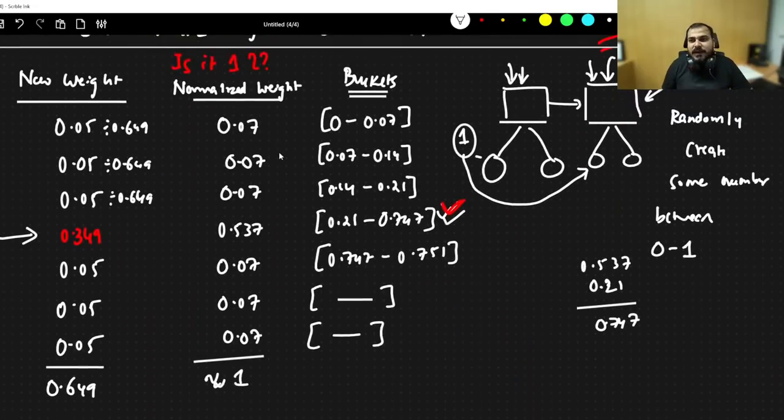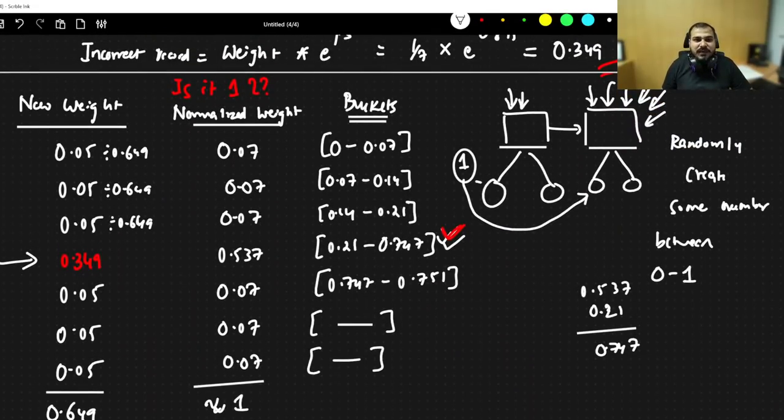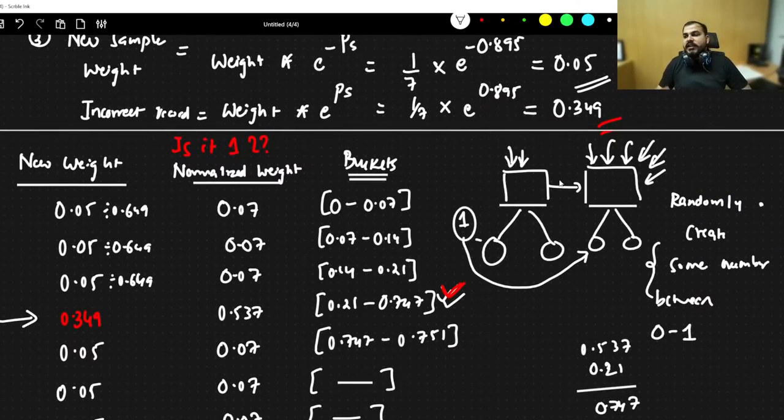Buckets are very simple. Based on the normalized weights, we create buckets so that the records with the highest bucket size, based on the randomly created numbers, will be selected and put into the next decision tree.